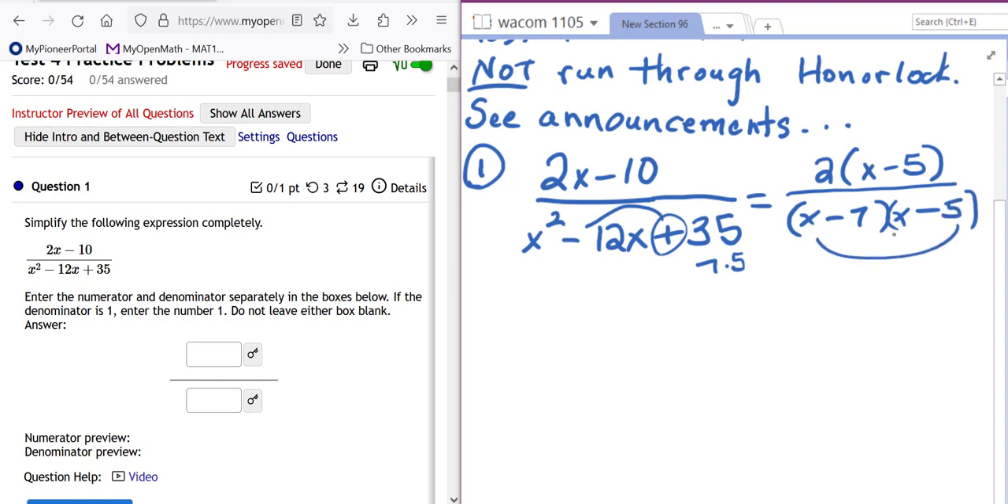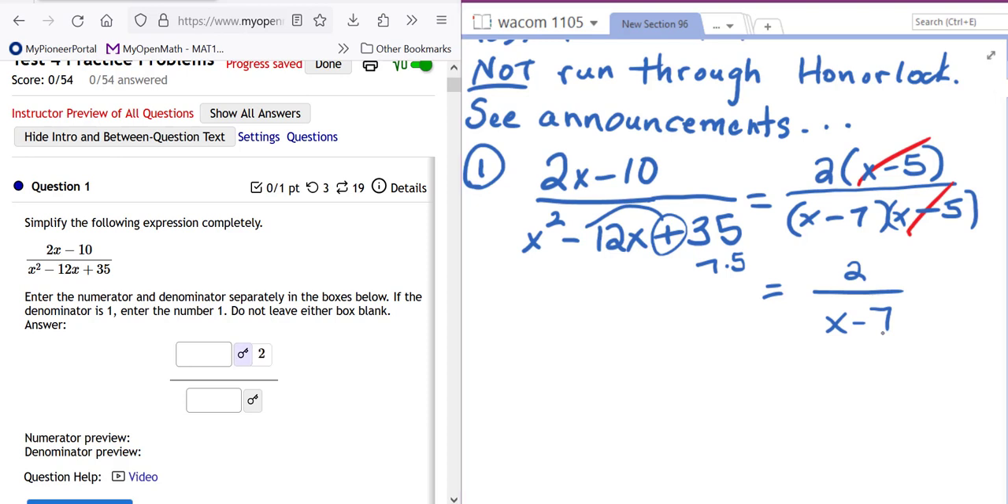And your check would be 2 pieces of the FOIL. Outside minus 5x, inside minus 7x equals minus 12x. So that means you factored right. I'm going to take those pieces back off so they're not in the way. And then you're ready to cross off. So you can take out the x minus 5. The rest of it you have to leave. And you're good. So factor first. So that is a reducing one. So 2 over x minus 7.